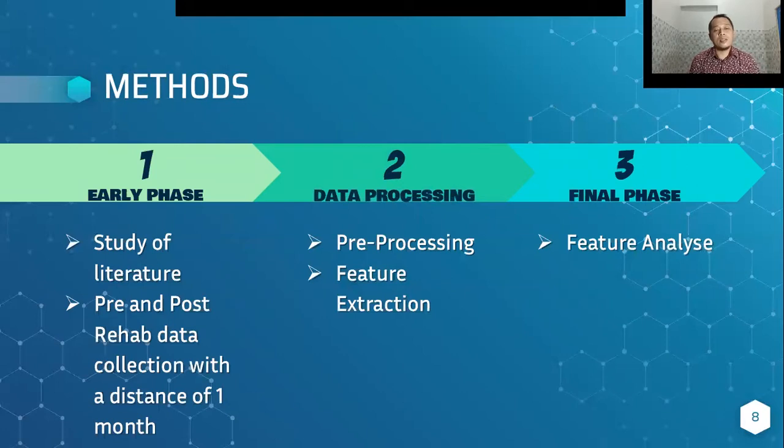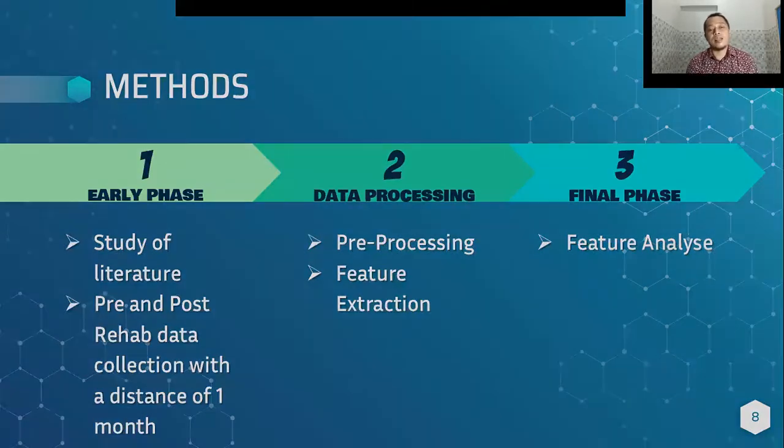Methods. It is divided into three phases. One is the early phase, which is study of literature and pre and post rehab data collection with a distance of 1 month. Phase two is data processing, which is pre-processing and feature extraction, and the final phase is feature analysis.